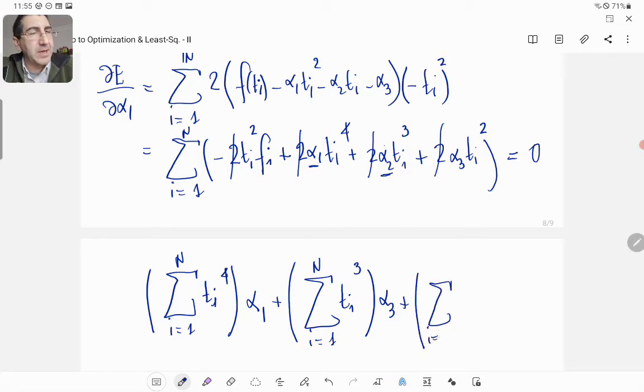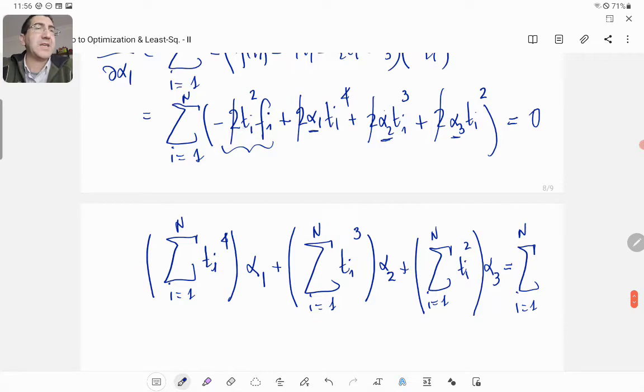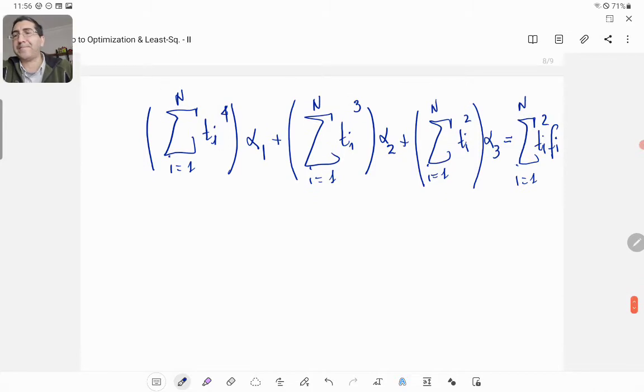again, summation i equals 1 to n, alpha 3 ti squared times, this was alpha 2, sorry about that. Right, there is a correction here. This is alpha 3, and that's going to be equal to, there is also a term here without any alphas in it. So that's going to be equal to, again, summation i equals 1 to n, and you have ti squared fi. Okay, so ti squared fi.